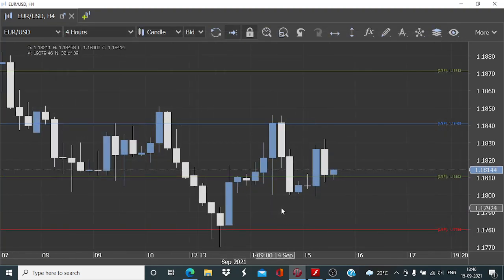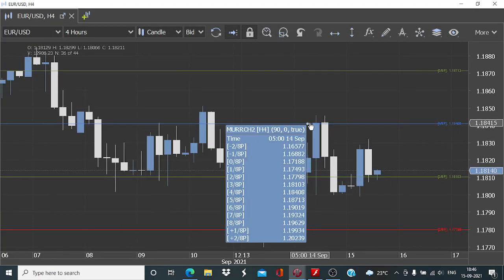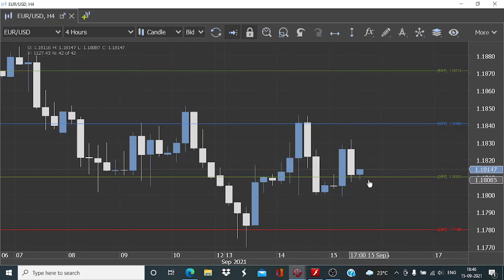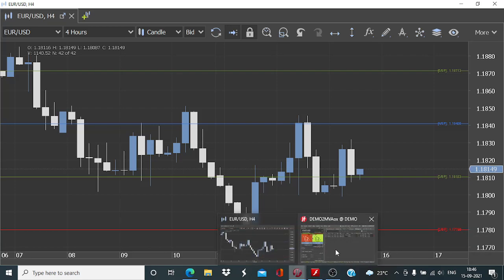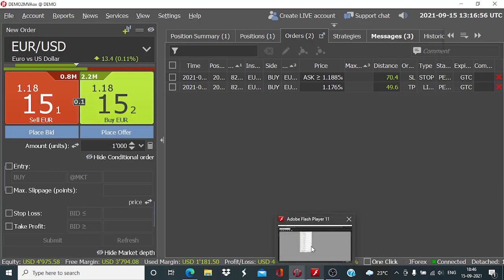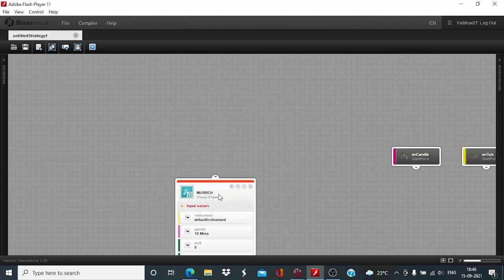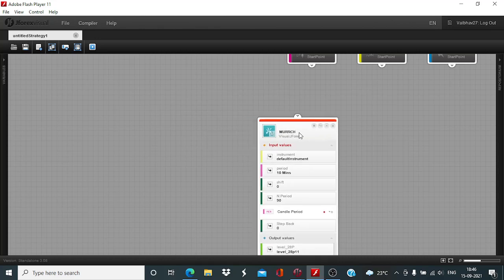So we will take help of these different formations, one on the 4 hourly candle period and another on the hourly candle period. I hope you have been able to understand how the system works. Now we head back to the Visual JForex board, and here we have this formation.